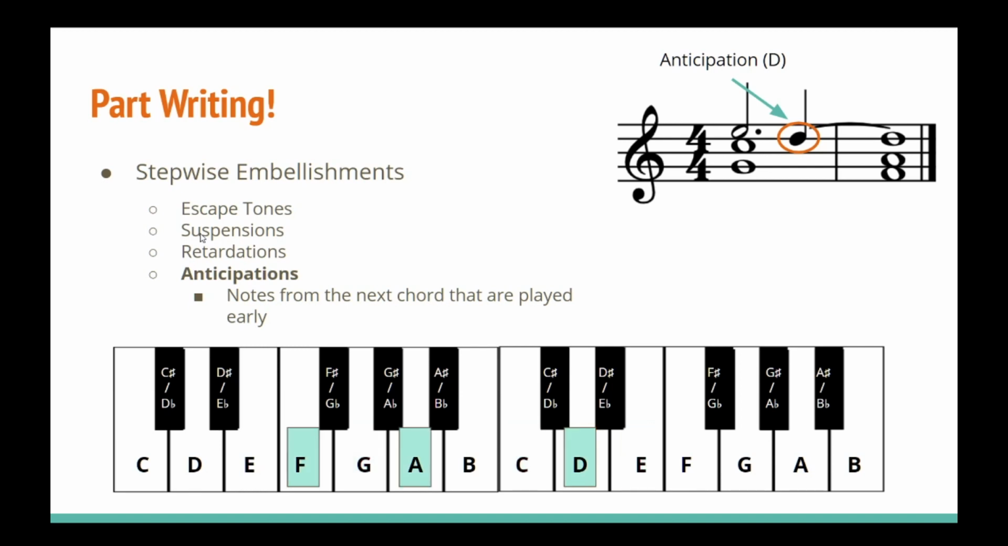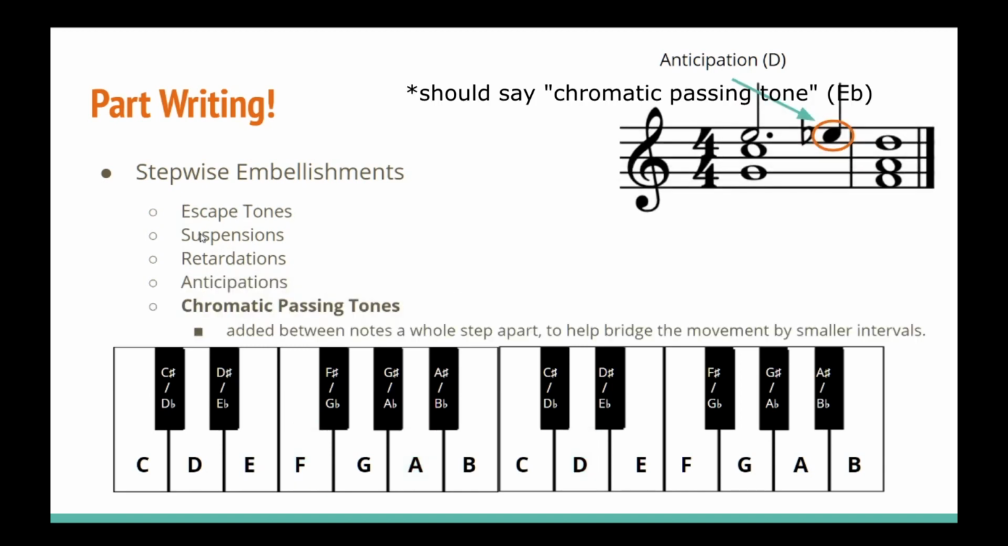Finally, we have chromatic passing tones, and these are notes added between notes that are a whole step apart to help bridge the movement by even smaller intervals. So once again, our C major triad, changing to a D minor triad, shakes things up by adding an E flat between the E and the D. This way, the movement is done by 2 half steps instead of 1 whole step.